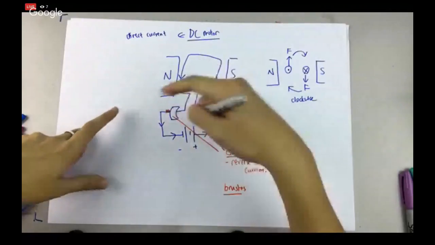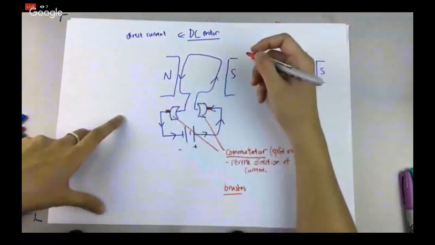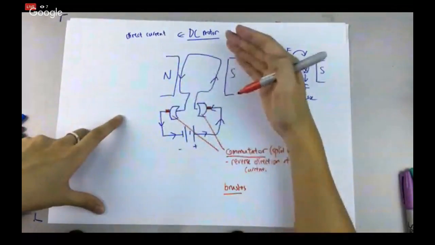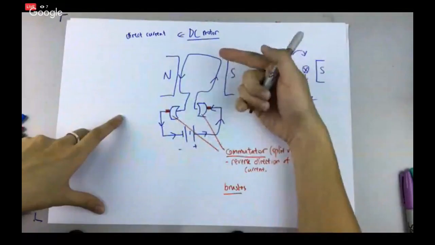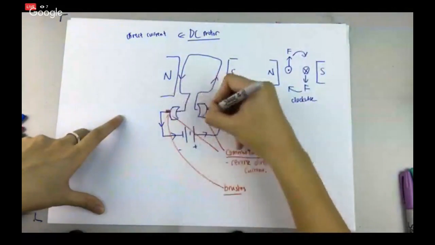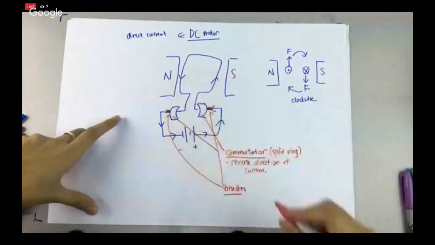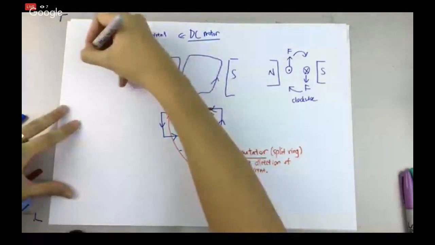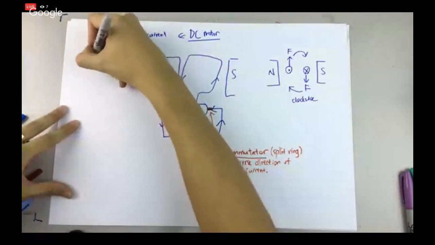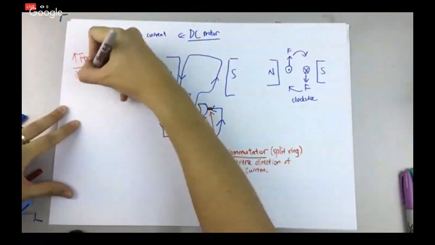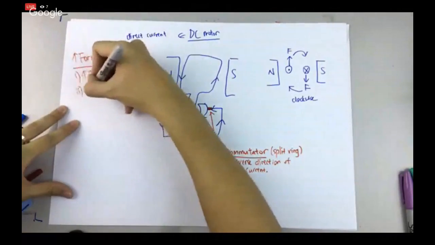Okay. So, exam will always ask you the same thing again and again, on how to increase your force. So, again, increase your current, increase your magnet, okay, which is your strength. Okay, and always make sure they are in perpendicular direction. Okay, so.